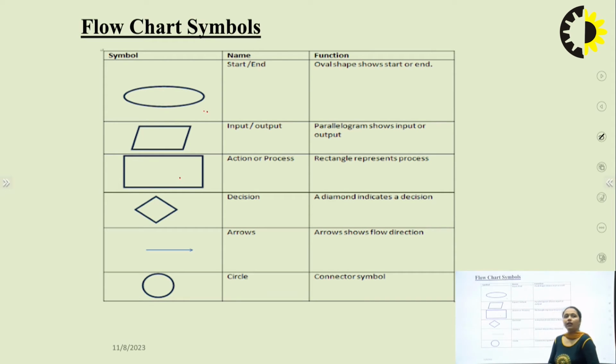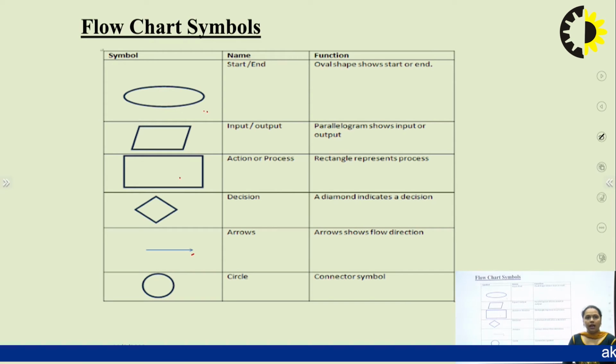Next we have the rhombus symbol, or you can say a diamond shaped box. This is used for decision making statements. In a situation where we have to decide among multiple paths, there we use the decision box. Next we have arrows. Arrows show the flow direction of the data, in which direction data is flowing, or the movement of the flow of data.